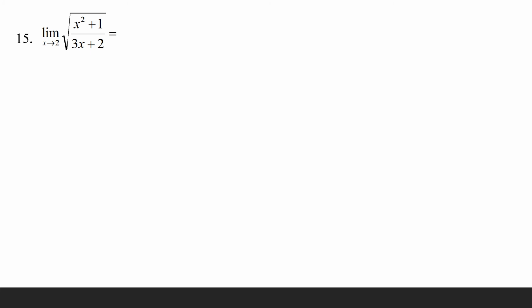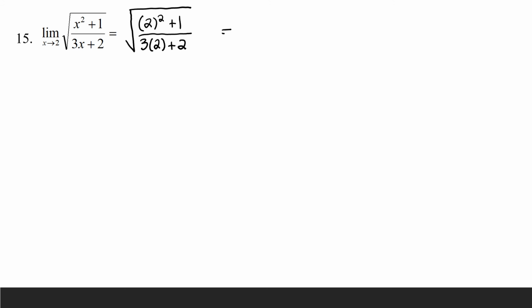This is the last limit that we are going to try to evaluate for this section, and it is the most complicated limit that we have had to look at so far. So we have the limit as x approaches 2 of the square root of the entire quantity x squared plus 1 all over 3x plus 2. Oh man. Well, let's try direct substitution. So we have the square root of 2 squared plus 1 over 3 times 2 plus 2.